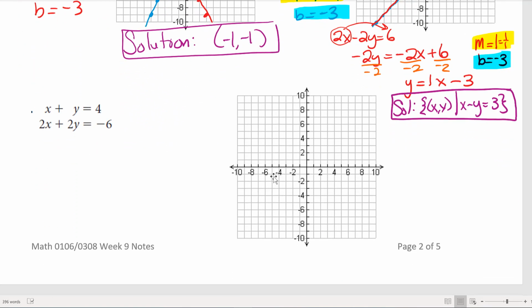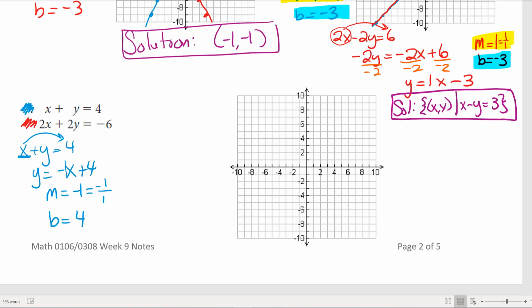Our last example for graphing, I'm going to do the first equation in blue, x plus y equals 4. I need to move the x over, so that's y equals negative x plus 4. Because I took the positive x and it moved to the other side, it changes signs. So my m is whatever's in front of the x, which is negative 1, or I'm going to write that negative 1 over 1 because I like it as a fraction, and b is 4.